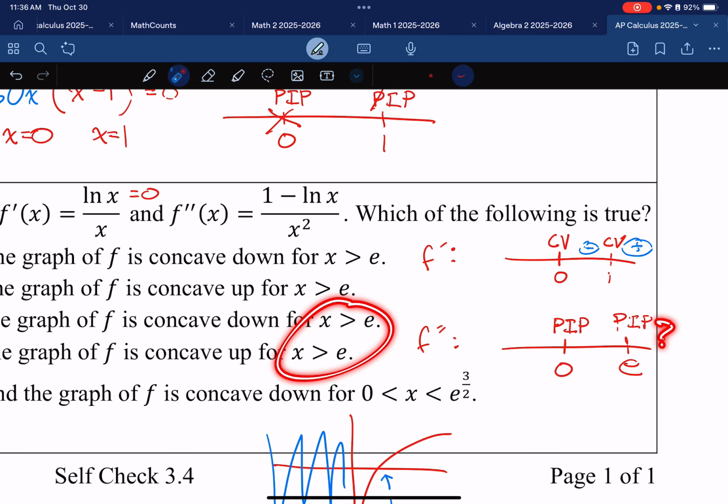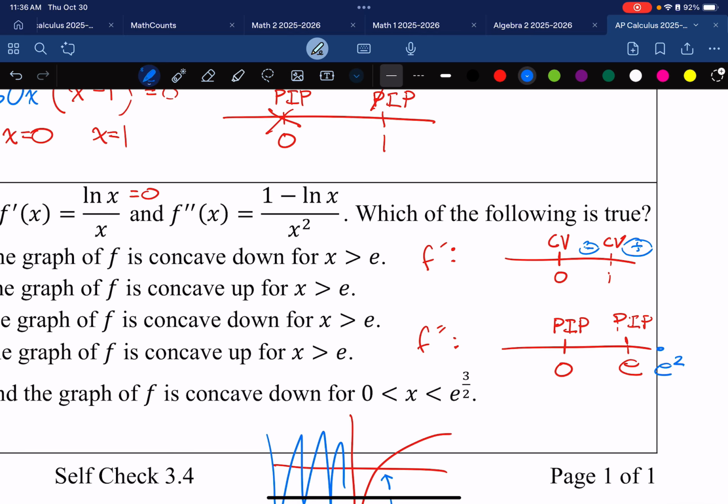So what's really happening over here when I have a number bigger than e? A good little test point to plug in over here would be something like e squared, or e to any higher power. You'll see why that's a nice point. You can plug in 4, but I don't really know what the natural log of 4 is. So when I plug in e squared, which is bigger than e, into our top, and by the way, the bottom is always positive because anything squared is positive as long as we stay out of the shadow dimension, but we never touch the shadow dimension in AP Calculus AB.